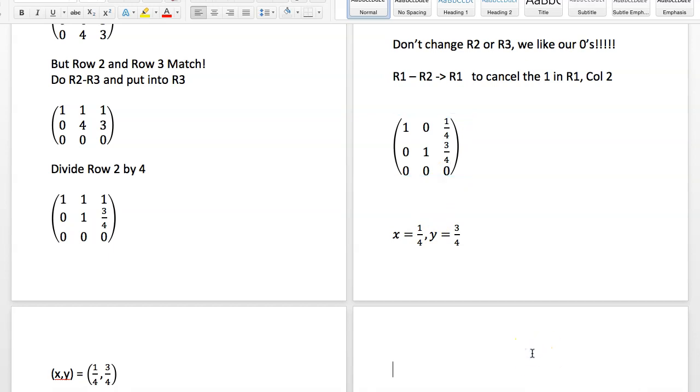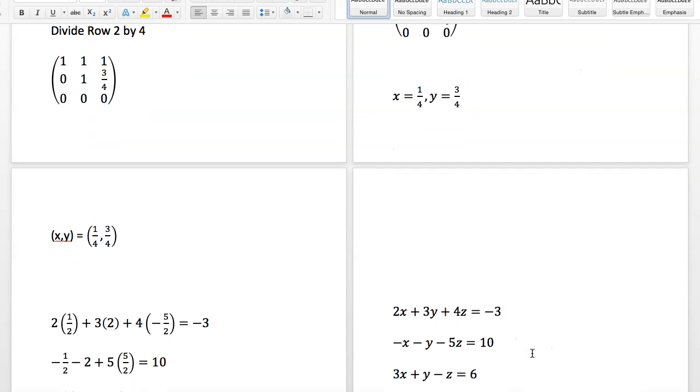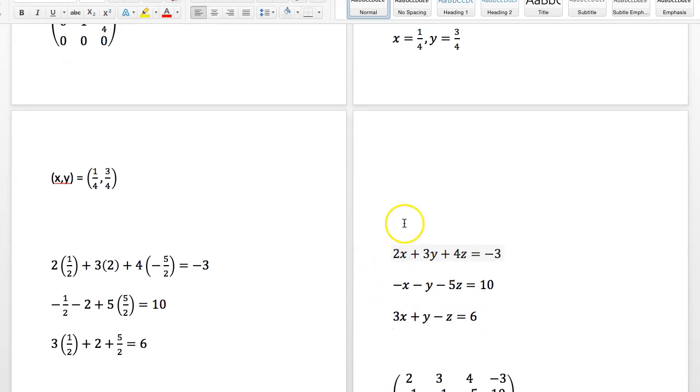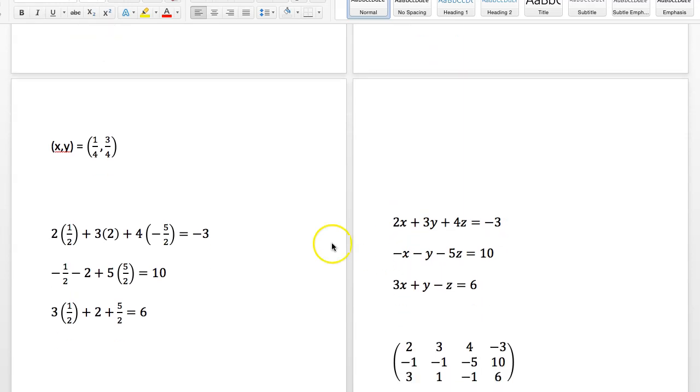Another thing I wanted to say: this equation I kept botching up, so let me do it in matrix form without botching anything up. I have 2x plus 3y plus 4z is -3. The second line is negative 1x minus 1y minus 5z equals 10. And I have 3x plus 1y minus 1z equals 6.